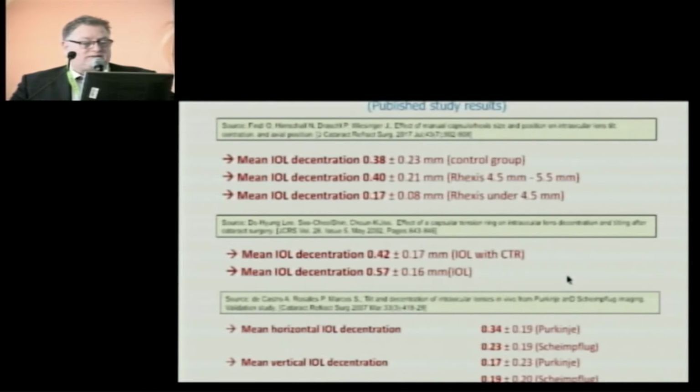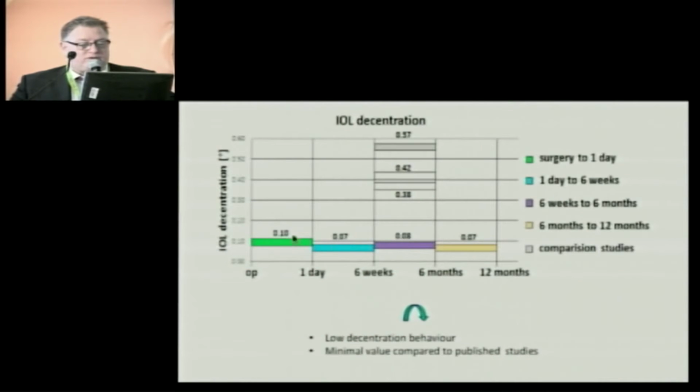What about decentration? Again, looking at the historical group, around 0.3 to 0.4 millimeter decentration has been reported in several studies. And if we look here, there's zero decentration. We're here really talking about zero compared to what's known in the literature. So this is quite interesting.